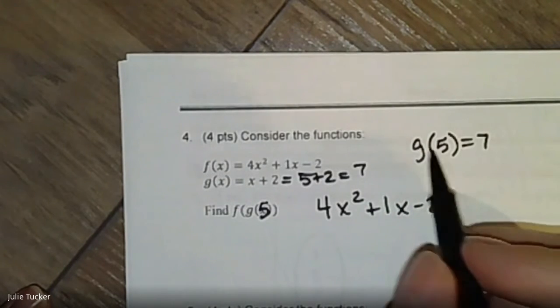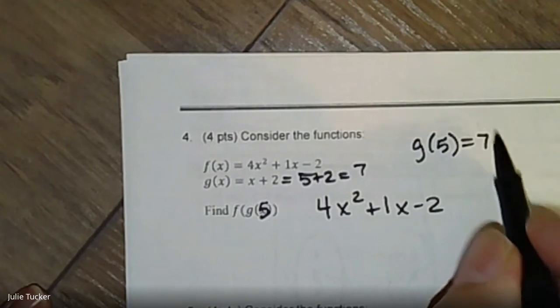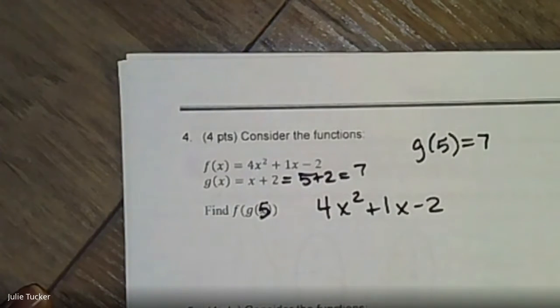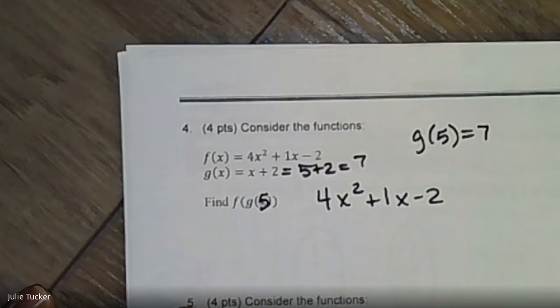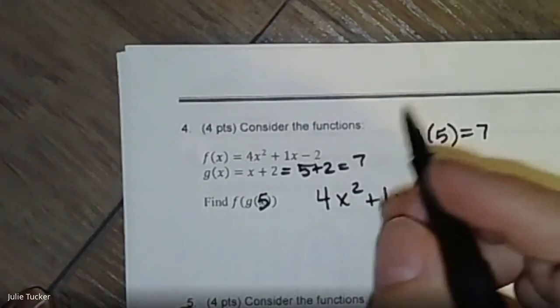So g of 5 is 7. Now, what do I do? Now that I know that g of 5 is 7, how does that help me find f of g of 5? Plug it in now. Good. Into which equation? Does the 7 go into the f or the g equation? The f. Good.